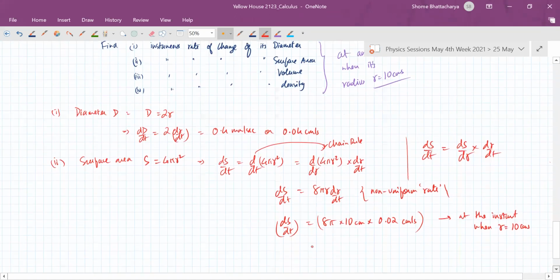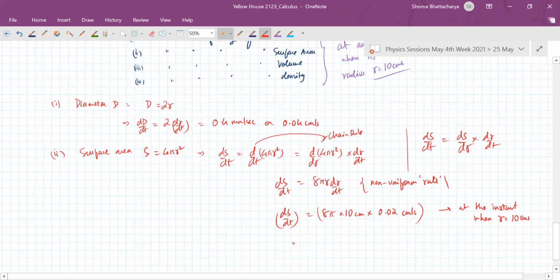So as you can see, that becomes 0.2 into 8 or 1.65 centimeters square per second. So the surface area is expanding at the rate of this much at the instant when the radius happens to be 10 centimeters. So this is at this instant.